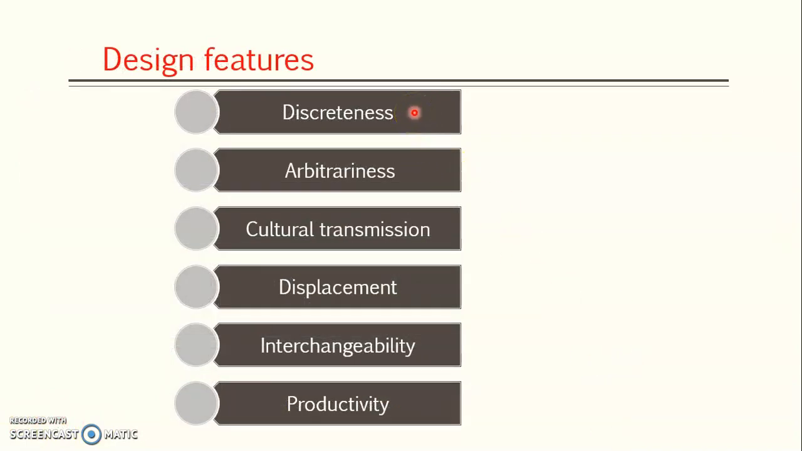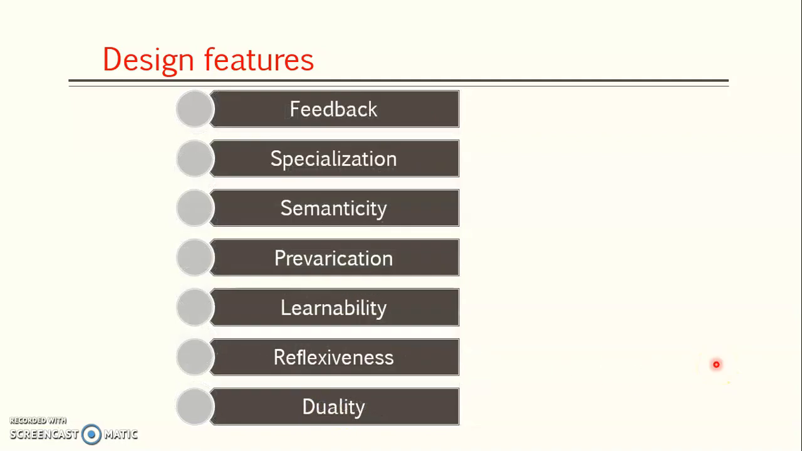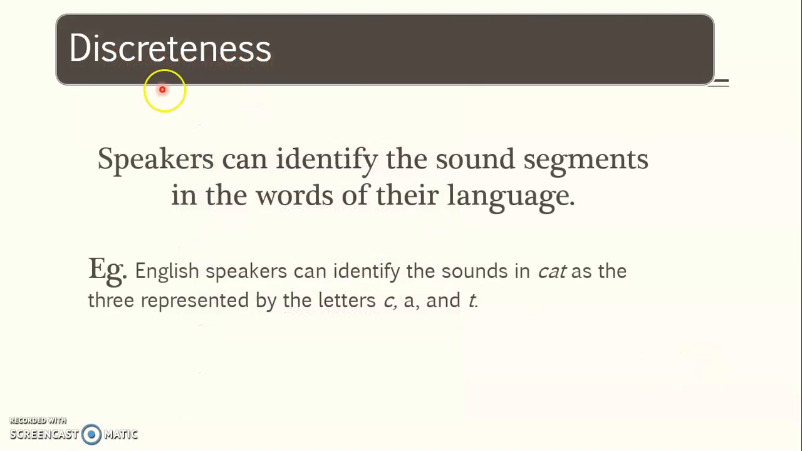So these are the design features. This is what you have to compare human languages with animal communication, to see which of them are shared, in certain aspects, by the animal communication that you're going to choose. So we have discreteness, arbitrariness, cultural transmission, displacement, interchangeability, productivity, feedback, specialization. There are a lot of them, we're going to see them one by one. One of them is discreteness. Speakers can identify the sound segments in the words of their language. English speakers can identify the sounds in cat as the three represented by the letters C, A, and T.